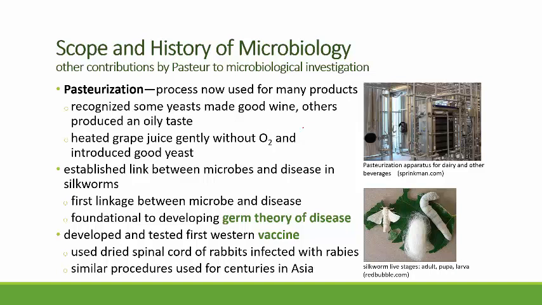He also established the link between microbes and diseases that occurred in silkworms. So people were growing silkworms in order to harvest the silk from them. And here I show you, here's a silkworm moth, here is the larva, the silk quote-unquote worm, and here is the pupa, the stage from which the silk strands are actually harvested.